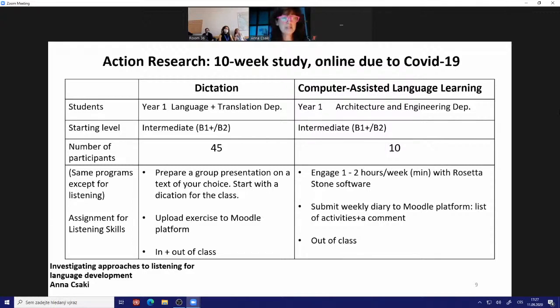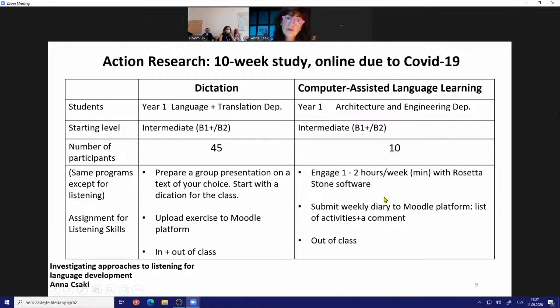The number of participants here is different. This is because the dictation group's course was mandatory, and I started out with a bigger number. The CALL group was not mandatory if they were already at the level. So some students were already at B2 level and they were exempt from the course, and other students discontinued for personal reasons, but it was a small group in any case, which is a limitation to this study, unfortunately.